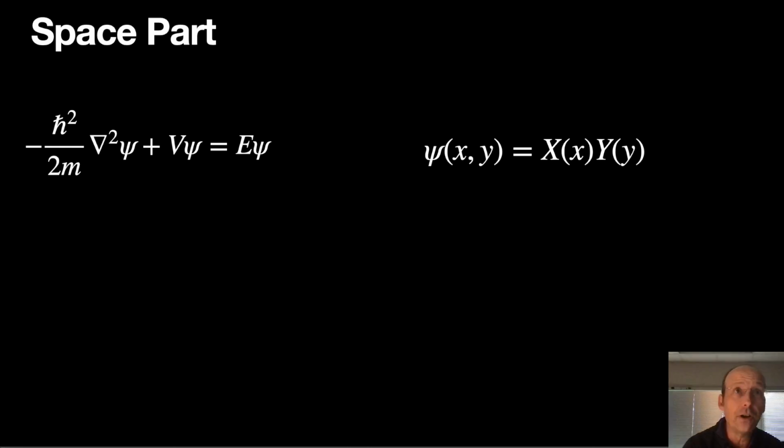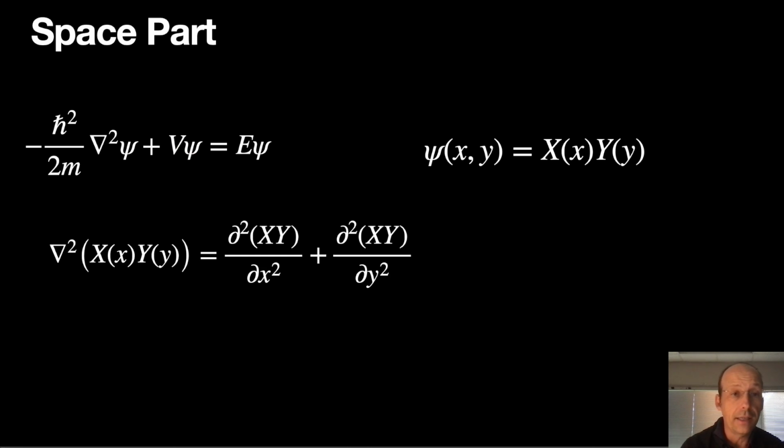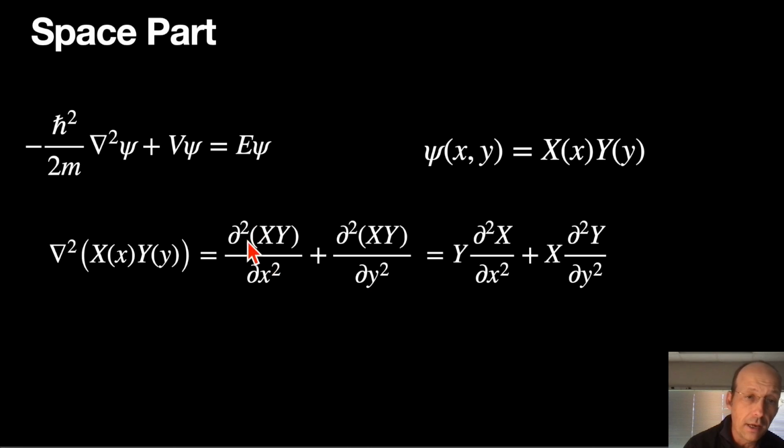If I take that function and I put it into my differential equation, I get this. So now I'm going to put this in for psi right there. I'm just looking at this part. If I do that, I get the second partial of this with respect to x plus the second partial of XY with respect to y. Well, here the y doesn't depend on x, so I can pull that out front. Here the x doesn't depend on y, so I can pull that out front. So my second derivative of space, I can write it as this.